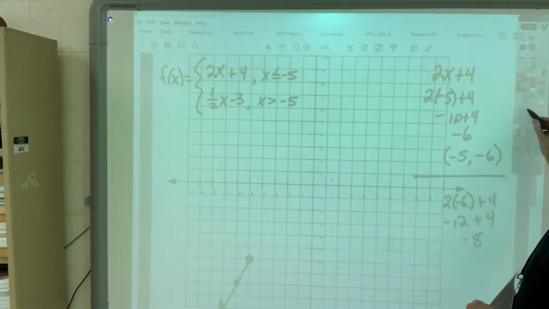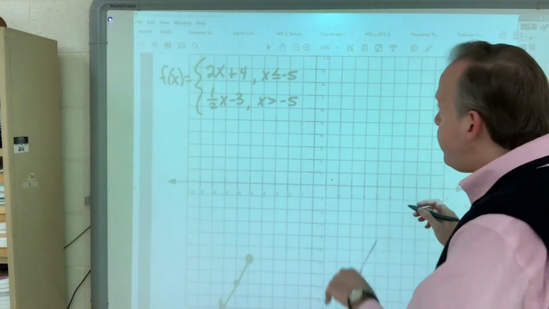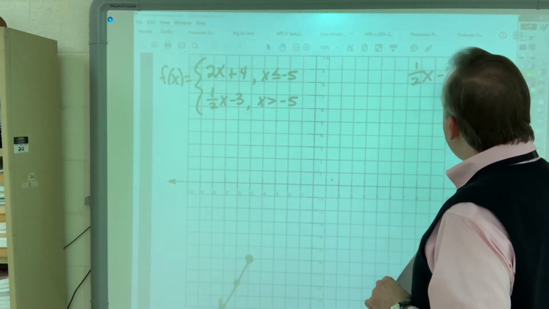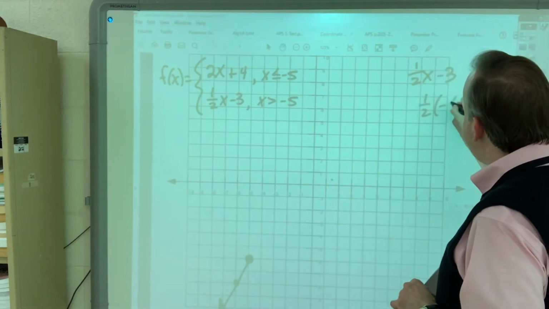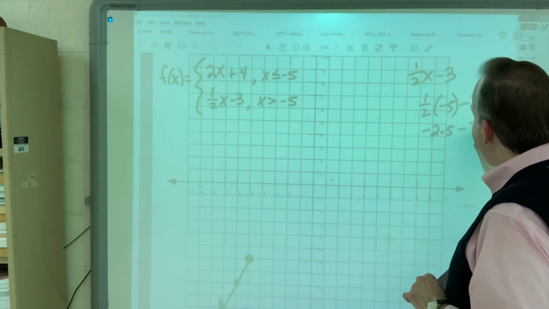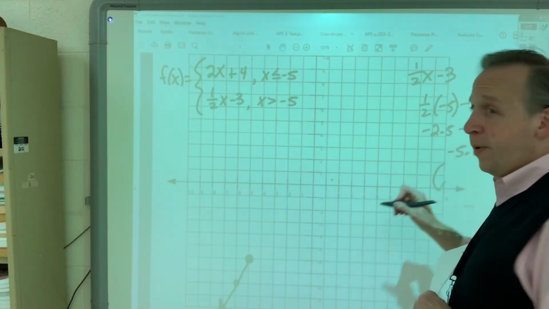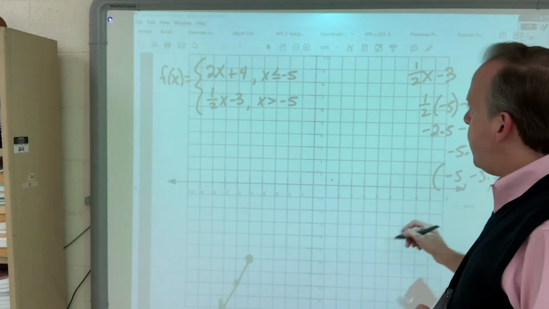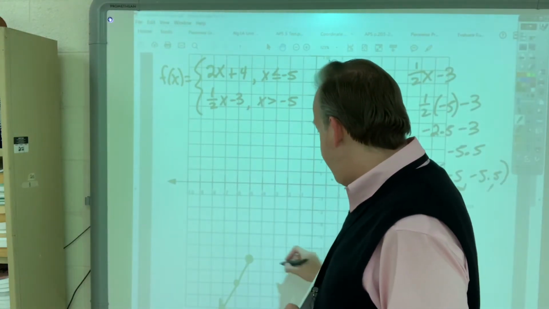I'm going to erase this and then work on the next piece of my piecewise function. So we have 1/2 x minus 3. And I'm going to use that input, negative 5, to see what happens. So it's 1/2 of negative 5 minus 3. That's negative 2.5 minus 3. And that's negative 5.5. And that's fine. The coordinate we have here is negative 5, negative 5.5, with an open dot because it says greater than. So negative 5, negative 5.5 is right over here.